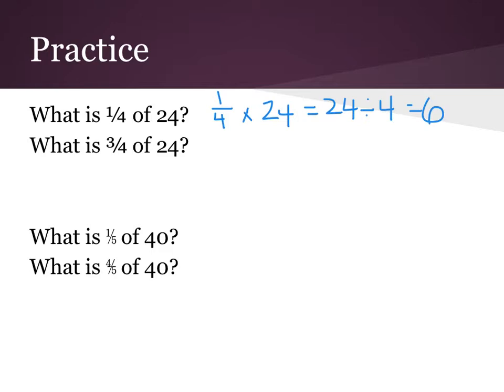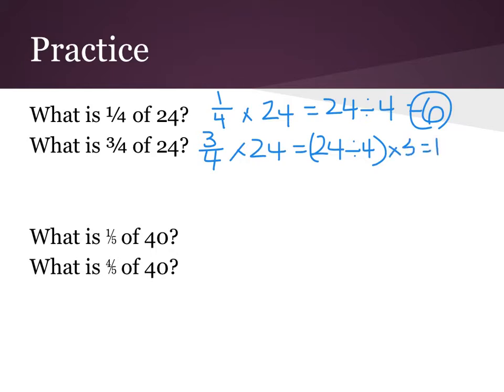If we want to know what 3/4 of 24 is, we can use what we know about 1/4 of 24. Since 1/4 of 24 is equal to 6, 3/4 would be 3 times 6, because it's 3 times the amount. 24 divided by 4 multiplied by 3 is 18.